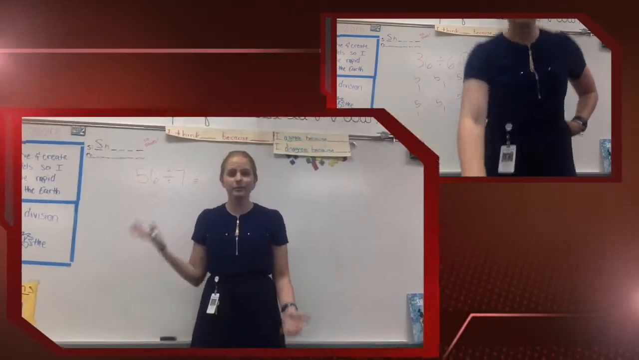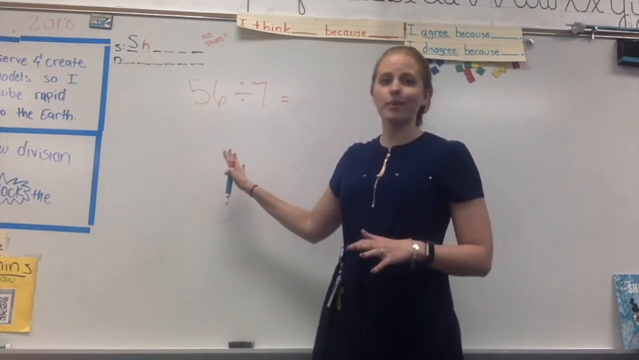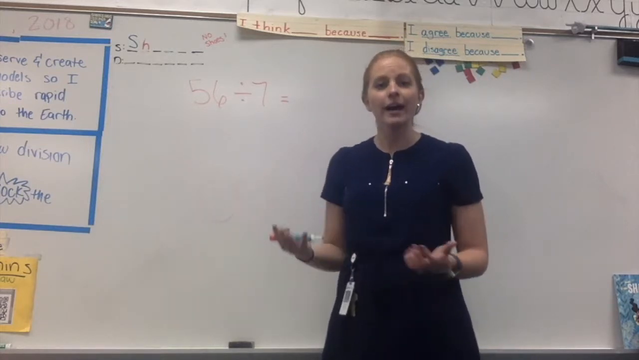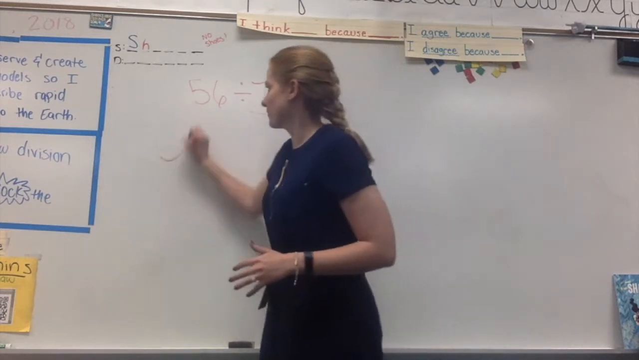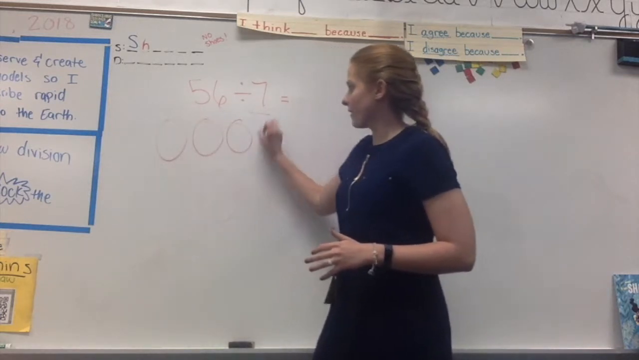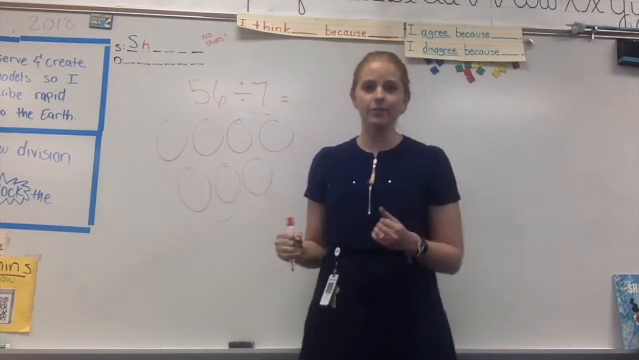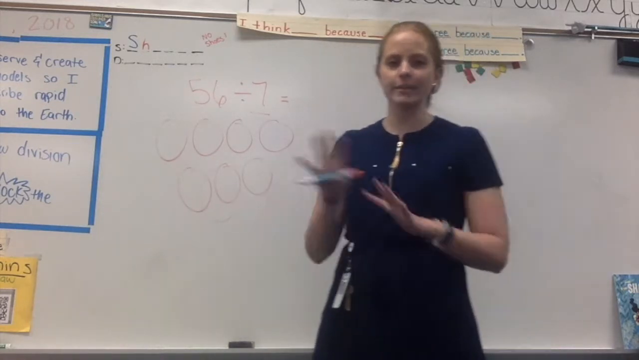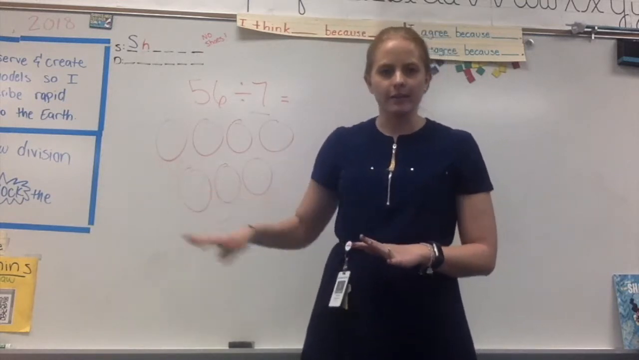Let's try another one with a little bit bigger numbers. So I've got 56 broken apart into 7 groups. I'm going to start by drawing my 7 groups. 1, 2, 3, 4, 5, 6, 7. All right, so I've got my 7 groups. Now I have to take my 56 and put it into these groups, making sure I've got the same number in all of my groups.